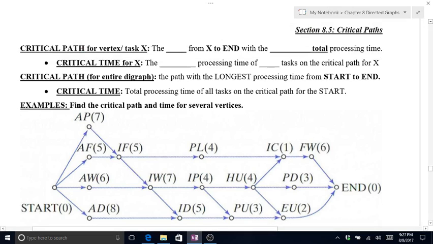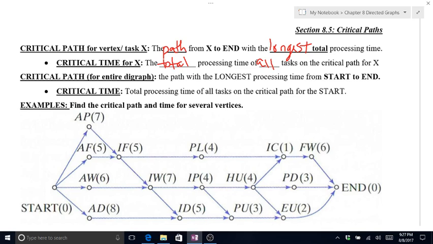This is the path from X to the end with the longest total processing time. How do we get the critical time? It's the total processing time of all tasks on that critical path. So if you add up all the numbers along the path as you go, that's your critical time.